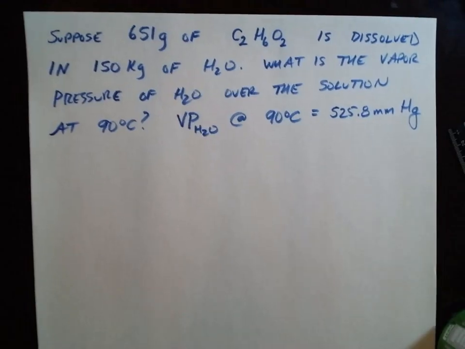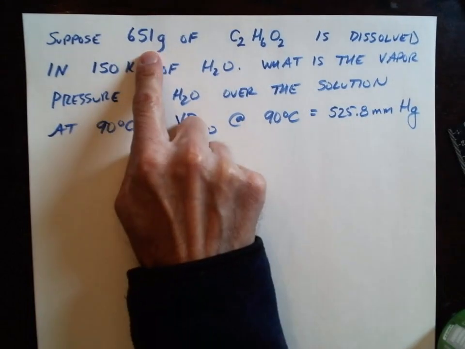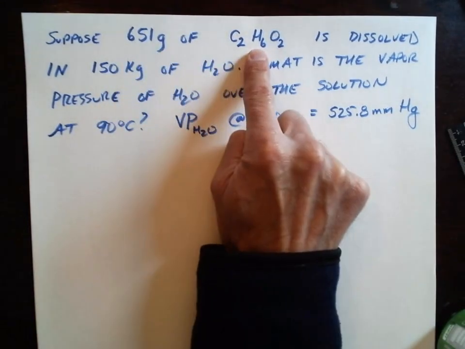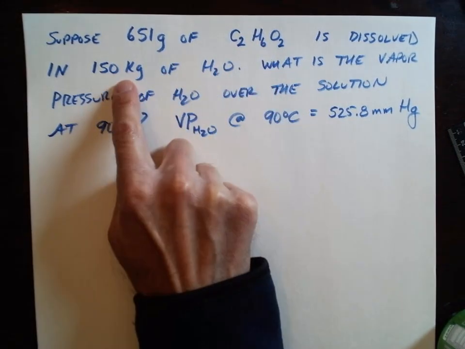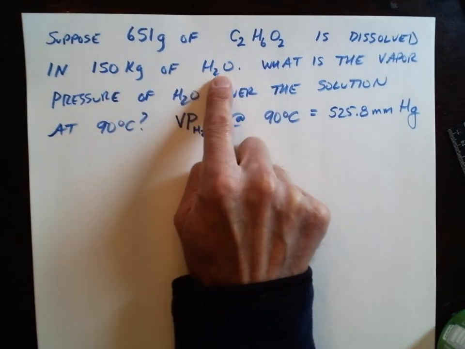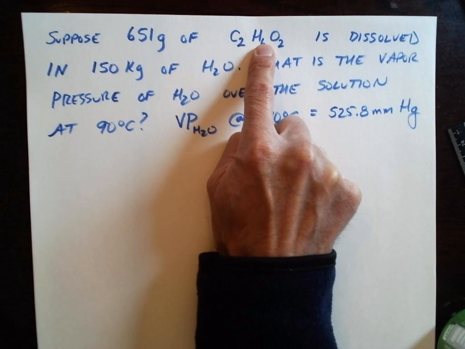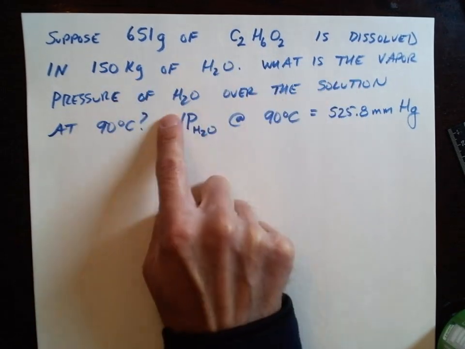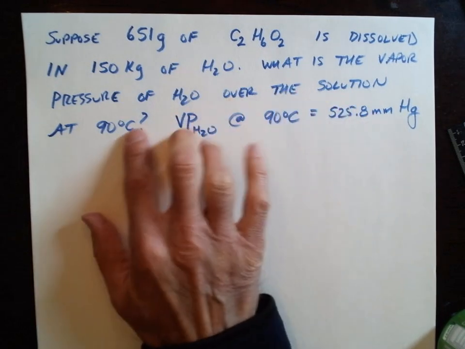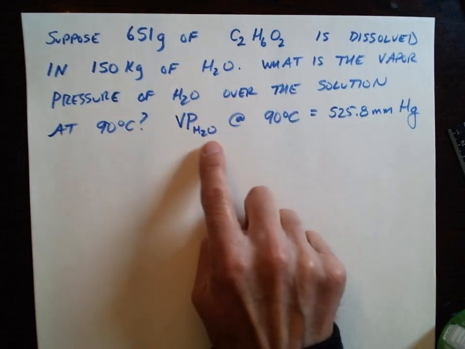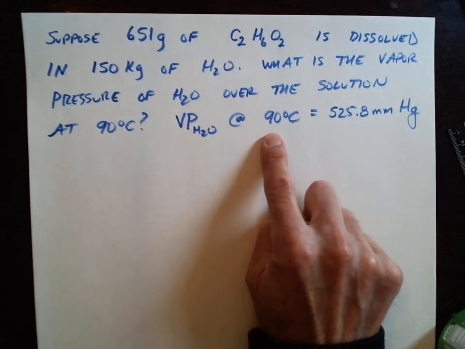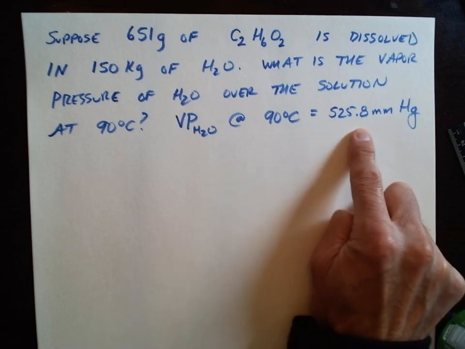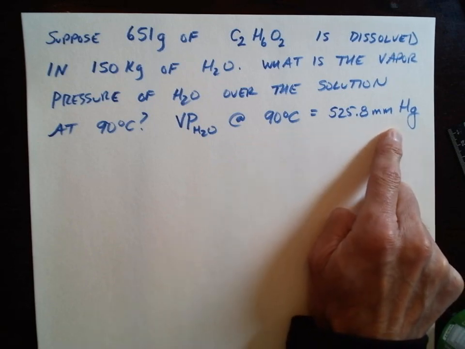The first problem we're going to do says, suppose 651 grams of ethylene glycol, which has this molecular formula, is dissolved in 150 kilograms of water. So this is going to be our solute. This is our solvent. What's the vapor pressure of the water over the resulting solution at 90 Celsius? And they give us the vapor pressure of pure water at 90 Celsius as 528 millimeters of mercury.